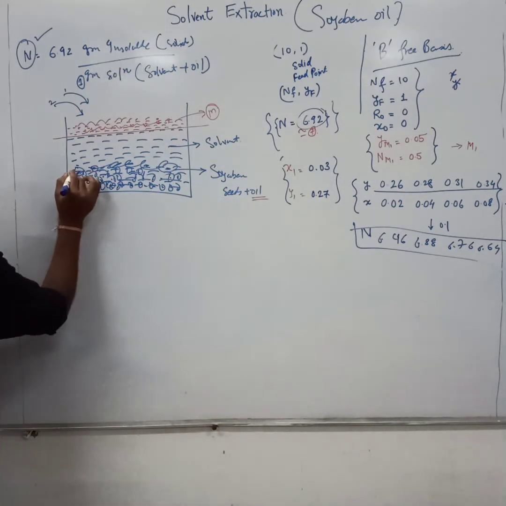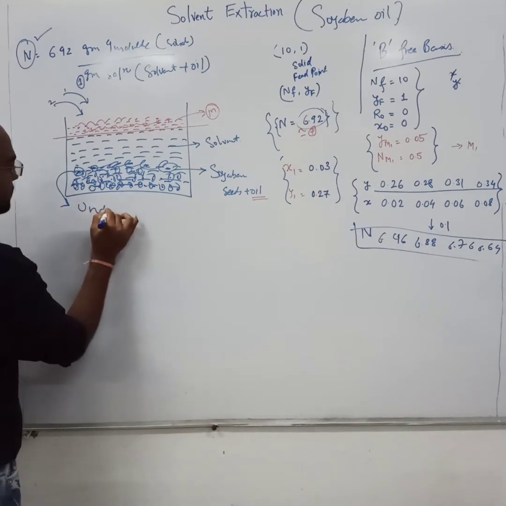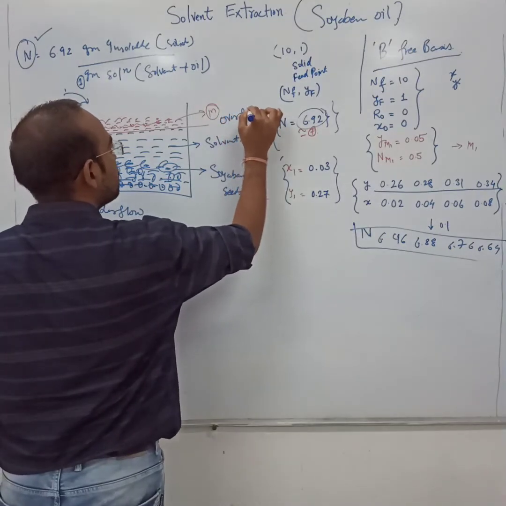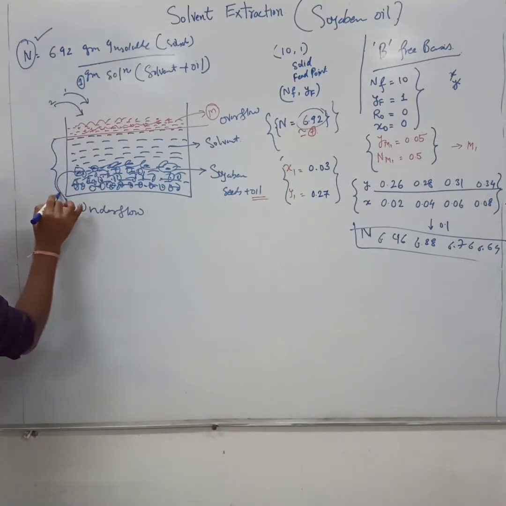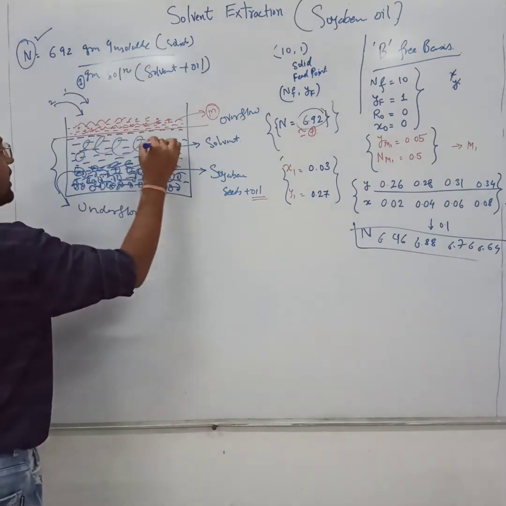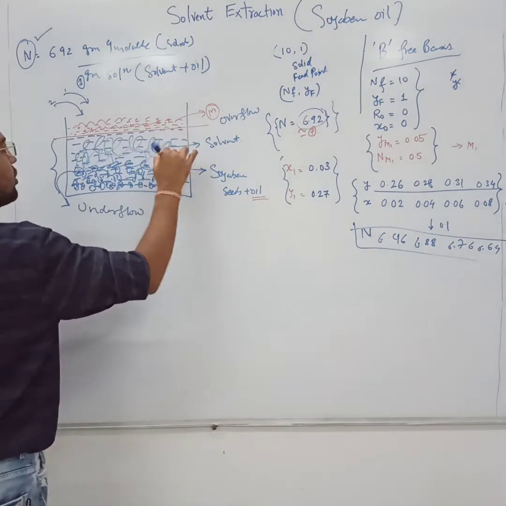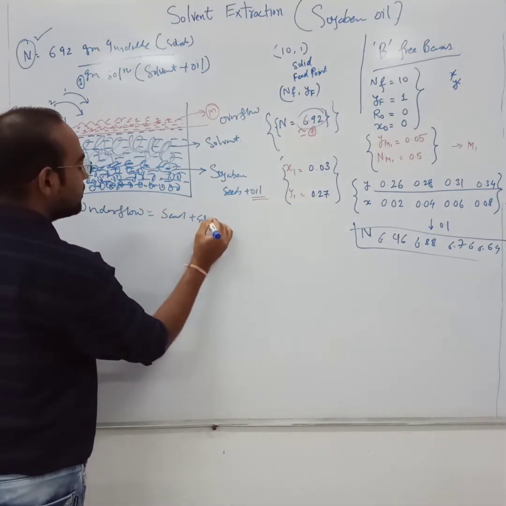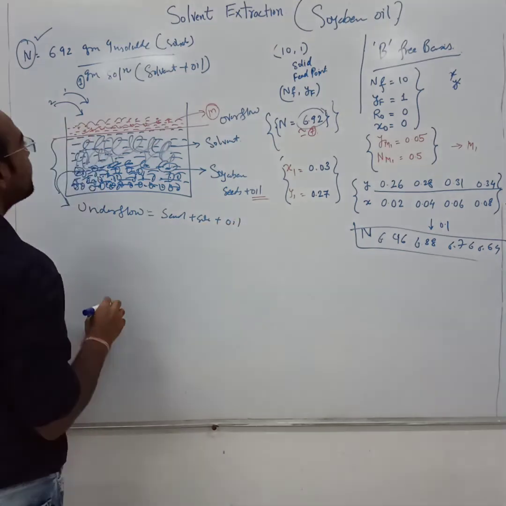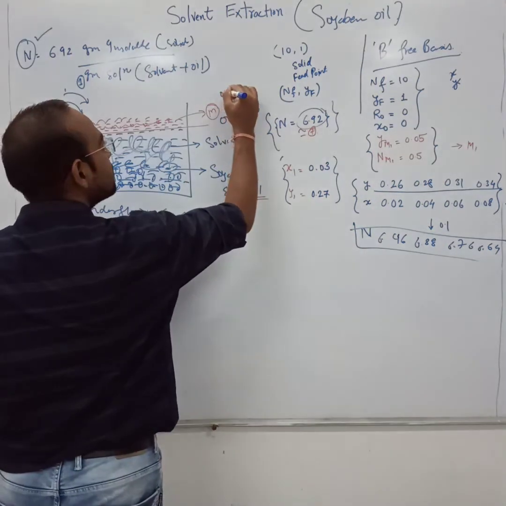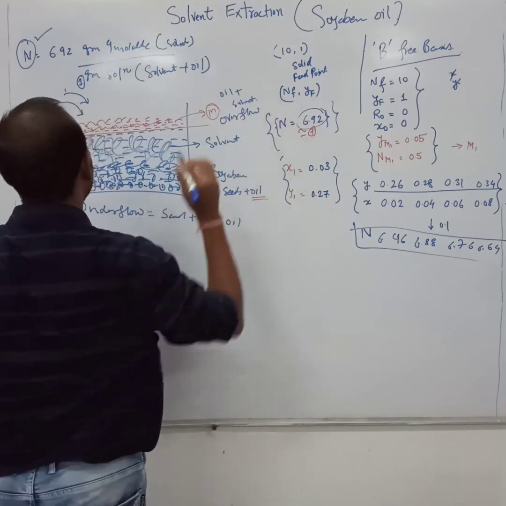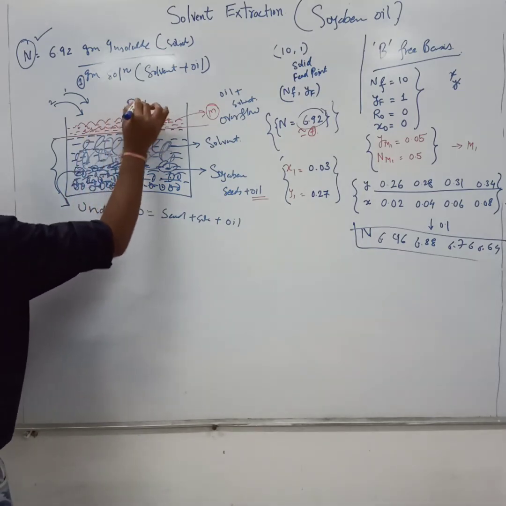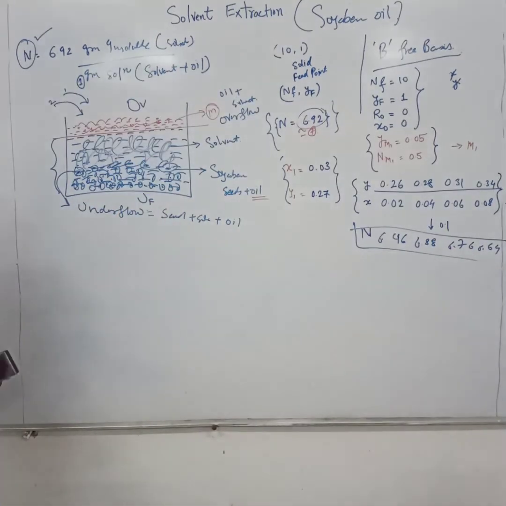So it shows your underflow and it shows your overflow. Here these are all seeds: seeds plus solvent, plus some amount of oil. This is your underflow, and this is your overflow, which contains only oil plus solvent. Okay, this is the basic concept of underflow and overflow. So this is your overflow and this is your underflow.